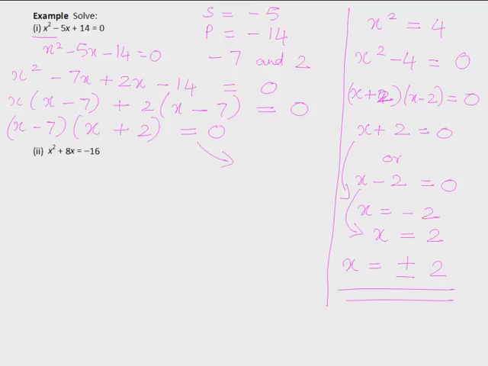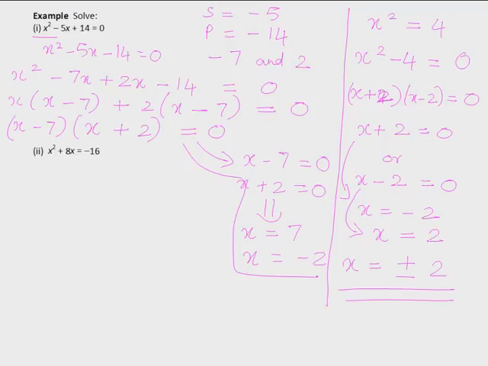The product of two factors is 0. So either x minus 7 is 0 or x plus 2 is 0, which leads to x is either 7 or x is minus 2. And we are done. We've solved this quadratic.